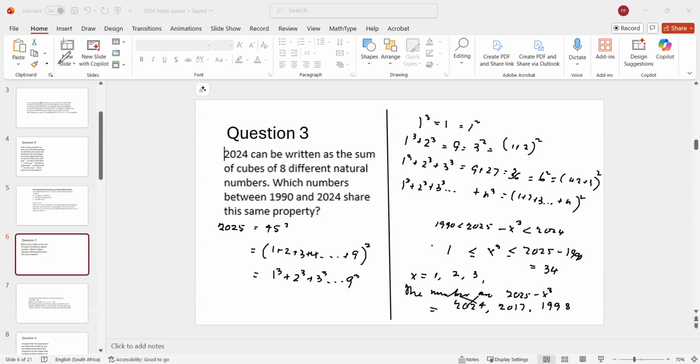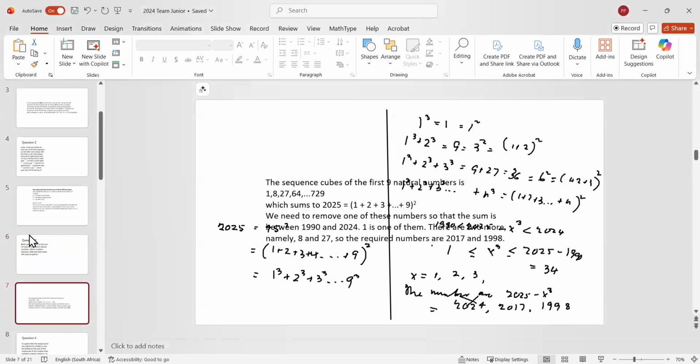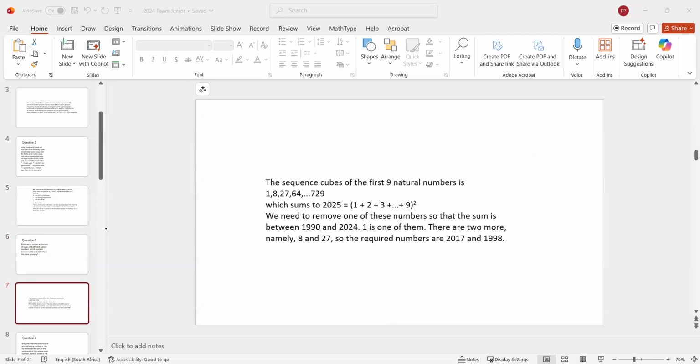Okay, let's go on. I'm still in question 3. Oh, you can see I've got the same answer. At the bottom, the required numbers are 2017 and 1998.